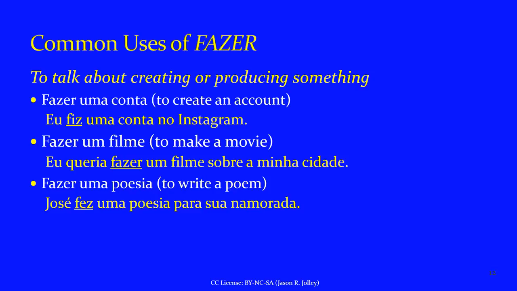So, creating or, right, producing a movie or some form of literature like a poem or a song, you can also use the verb fazer. Fazer filme, to make, to direct a movie, to produce a movie. Eu queria fazer filme sobre a minha cidade. I would like to make a movie about my city. Or fazer uma poesia, ou uma música, a song. José fez uma poesia para sua namorada. He wrote, he composed. So in this sense, fazer means to write, to compose, to produce, to create something.